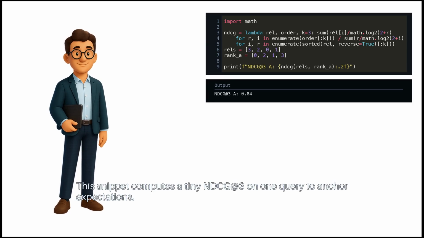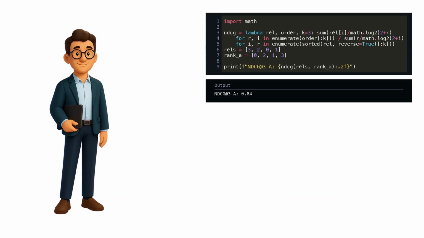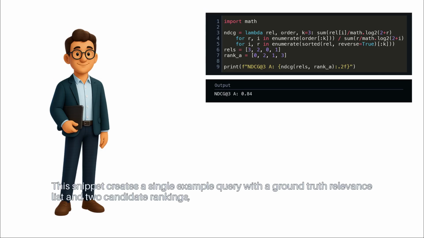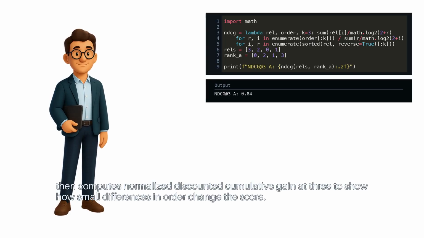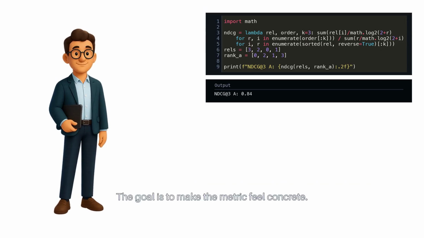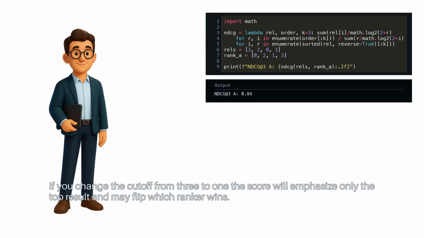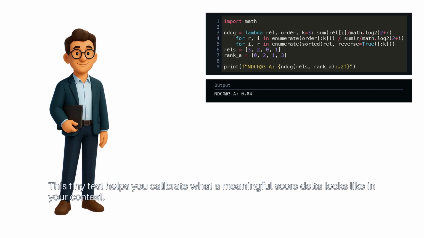This snippet computes a tiny NDCG at 3 on one query to anchor expectations. It creates a single example query with a ground truth relevance list and 2 candidate rankings, then computes normalized discounted cumulative gain at 3 to show how small differences in order change the score. The goal is to make the metric feel concrete. If you change the cutoff from 3 to 1, the score will emphasize only the top result and may flip which ranker wins. This tiny test helps you calibrate what a meaningful score delta looks like in your context.